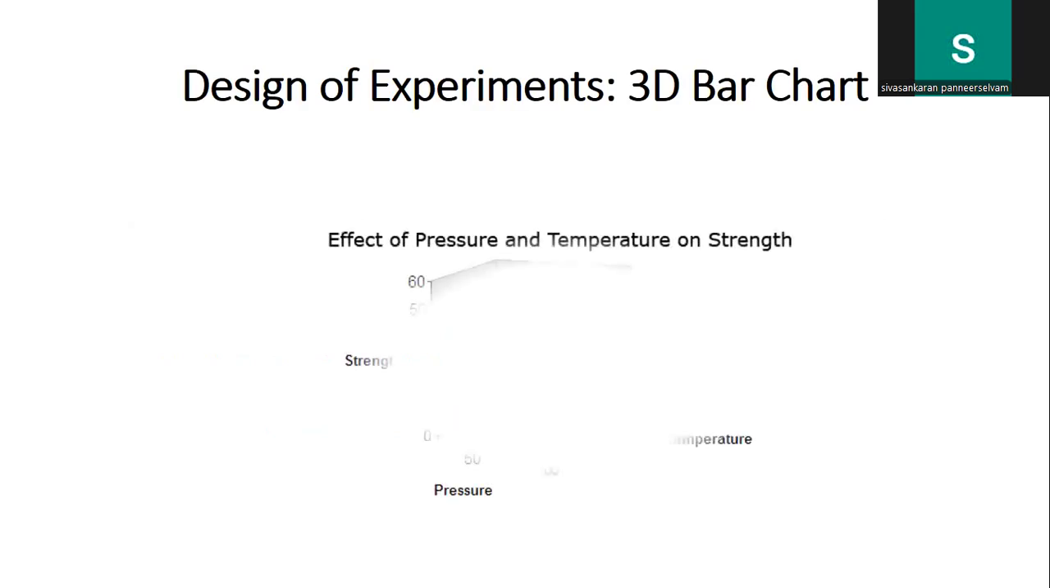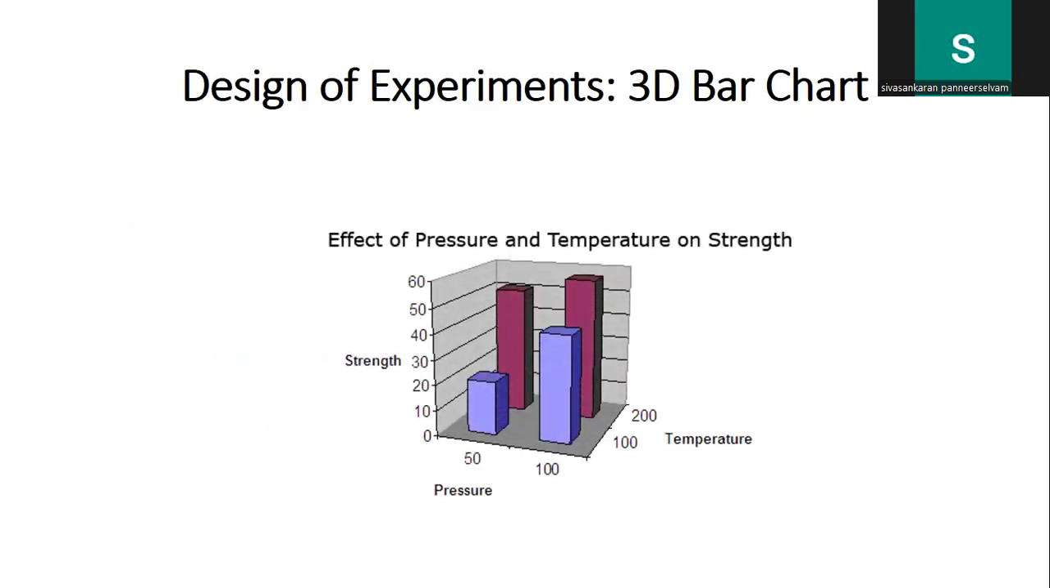So this can be diagrammatically represented by means of a 3D bar chart. From this data, we can take a reliable decision on how the strength property of the material can be optimized with reference to temperature and pressure, based on the mechanical heat treatment process.